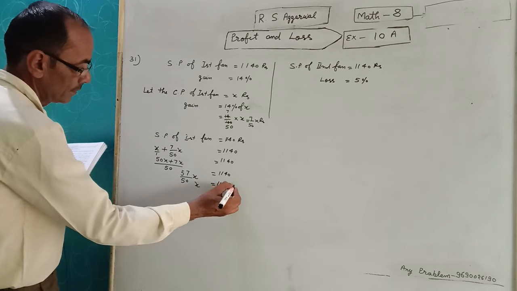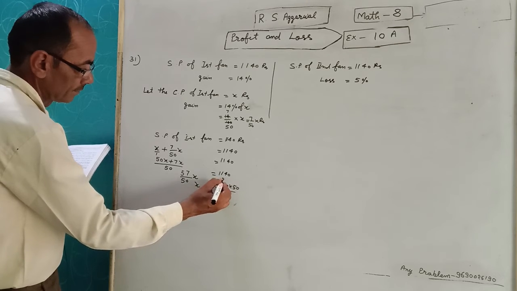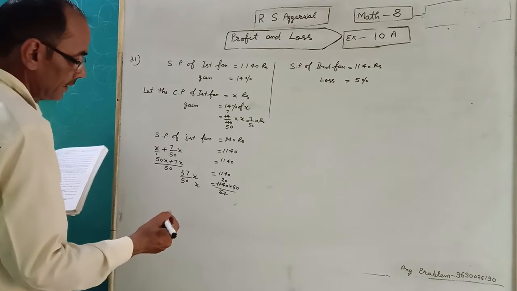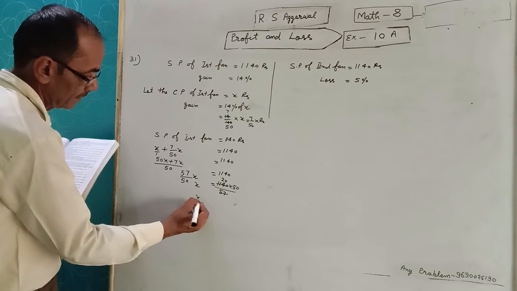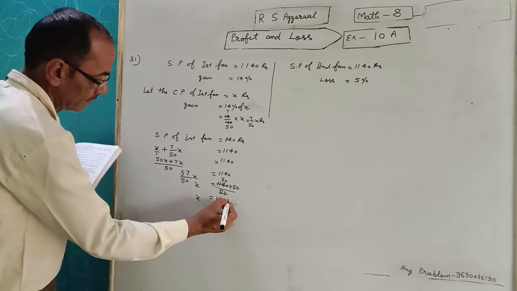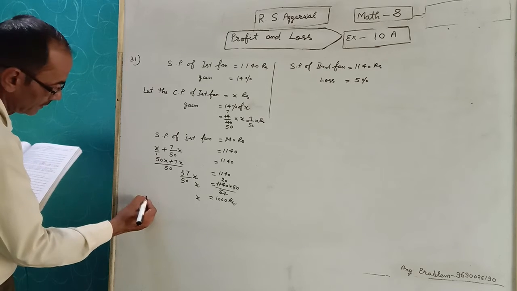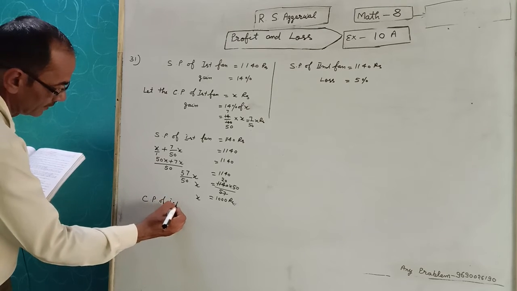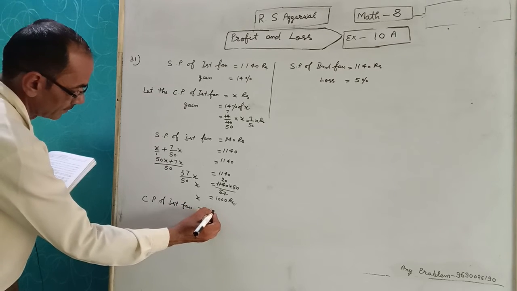1140 into 50 upon 57. 57 to the 114. After multiplying, 5 to the 10. 1000 rupees, CP of the first fan. CP of first fan was 1000 rupees.